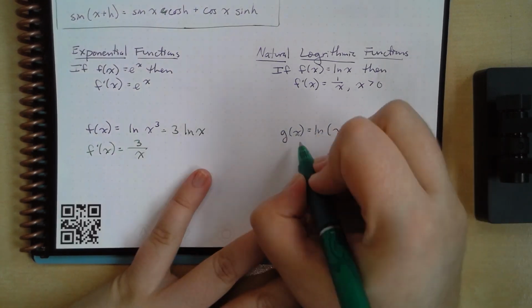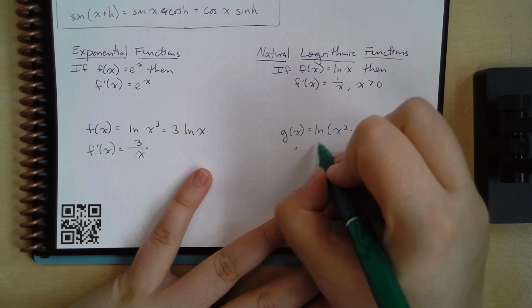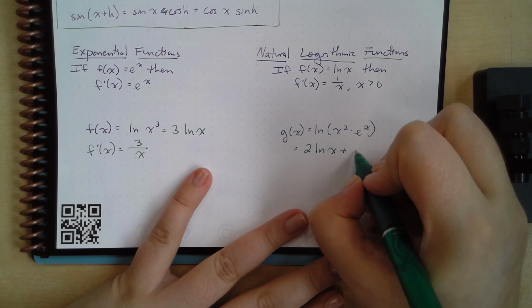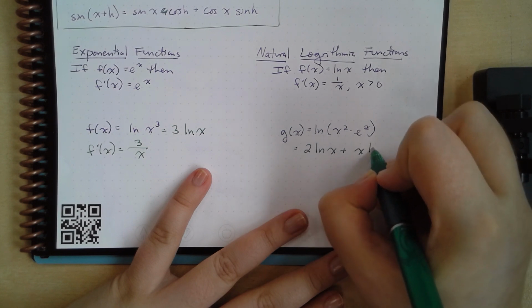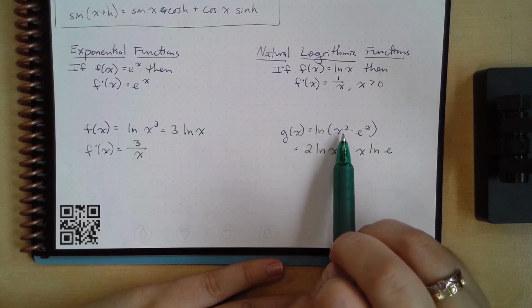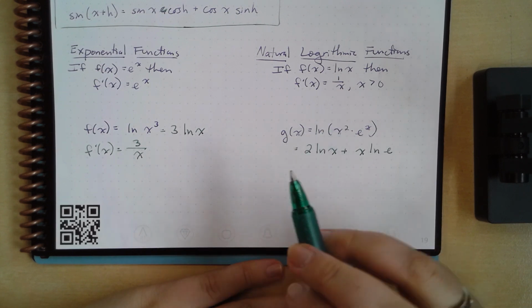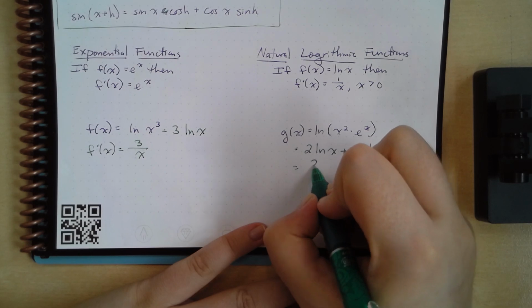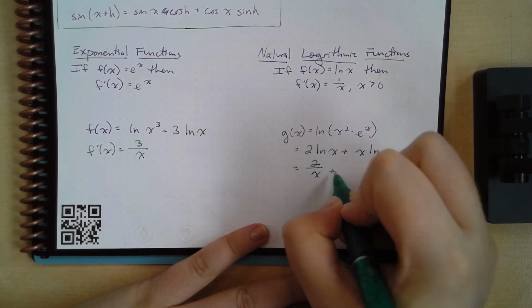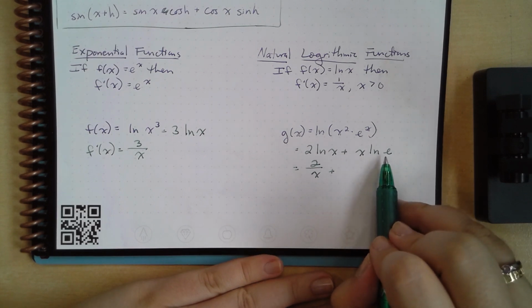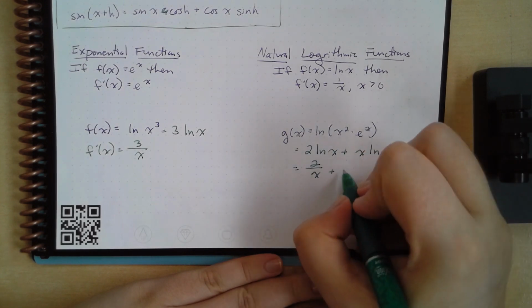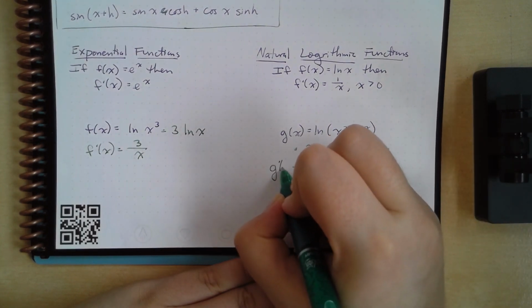And g of x here is the natural log of x squared times e to the x. I can rewrite that as 2 natural log of x plus x times the natural log of e. Again, just using those properties of natural logs, I can move these exponents out front. So now I'm going to have 2 over x, the derivative of natural log of x, plus x times the natural log of e. Well, the natural log of e is just 1, and the derivative of x is just 1. So this is g prime of x.